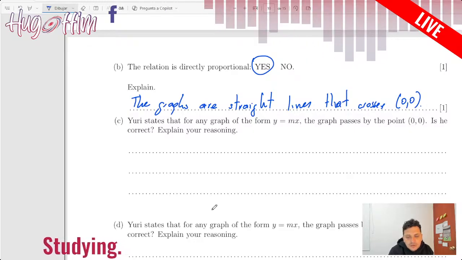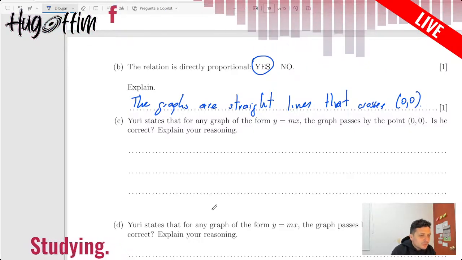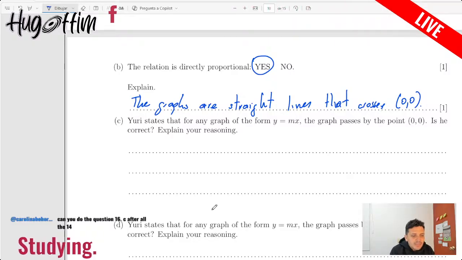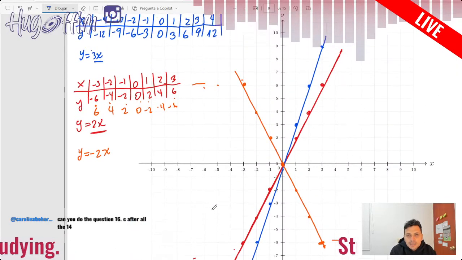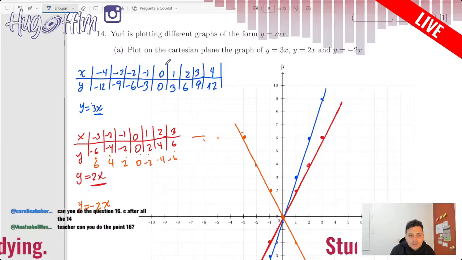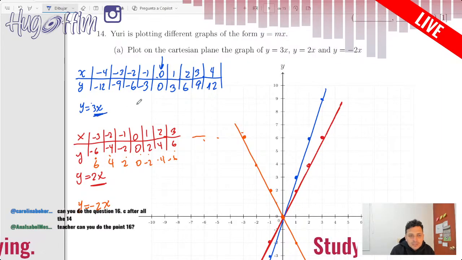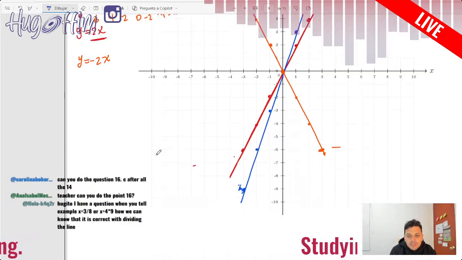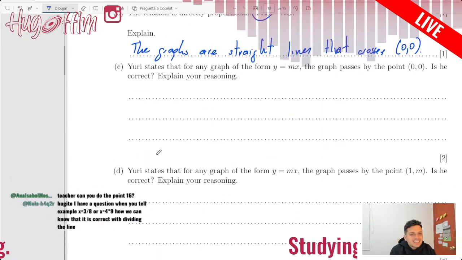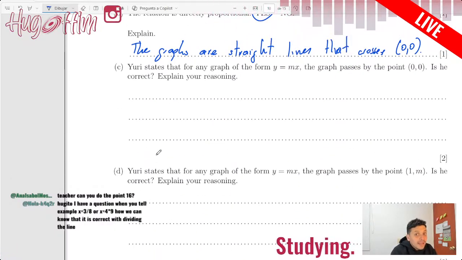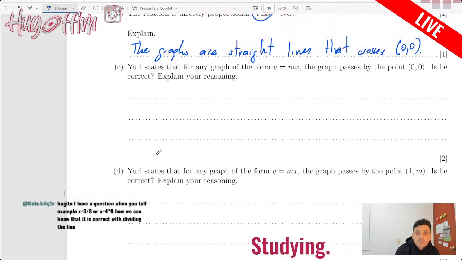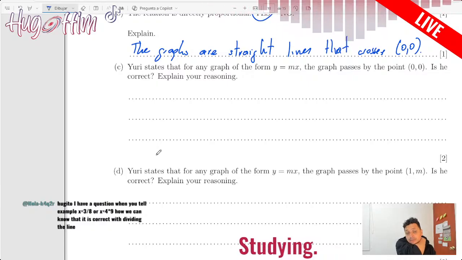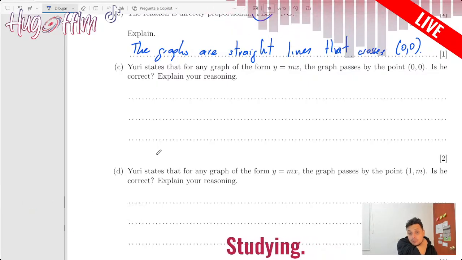Jury states that for any graph of the form y equals mx, the graph passes by the point 0, 0. Is he correct? Explain your reasoning. I think you already know the answer because we already did 3 graphs. The 3 graphs pass by 0, 0. And if you notice, every time we reach 0, we're multiplying 0 times 3, so it's going to give you 0. So any graph of the form y equals mx is a line that crosses 0, 0 and is directly proportional.